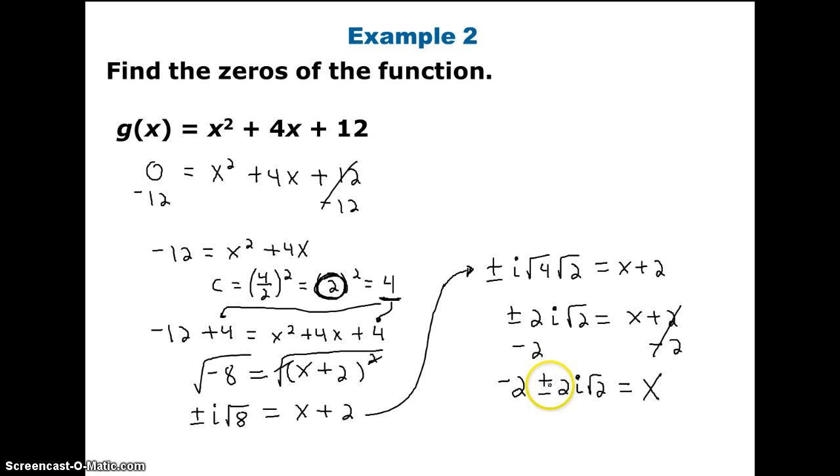Remember, we have two of them. One is negative 2 plus 2i square root of 2, and the other one, negative 2 minus 2i square root of 2. Just keep in mind that a complex number is when you have a real number, for example this one doesn't have an i, combined with an imaginary number with an i.